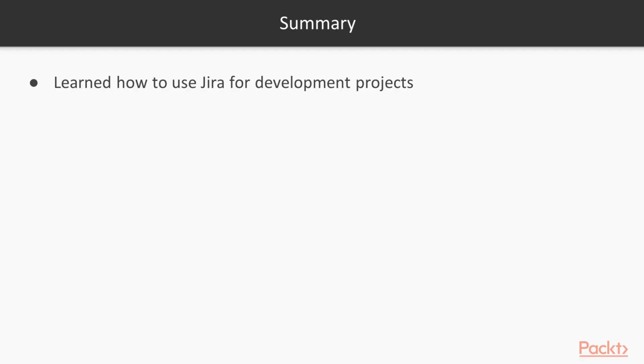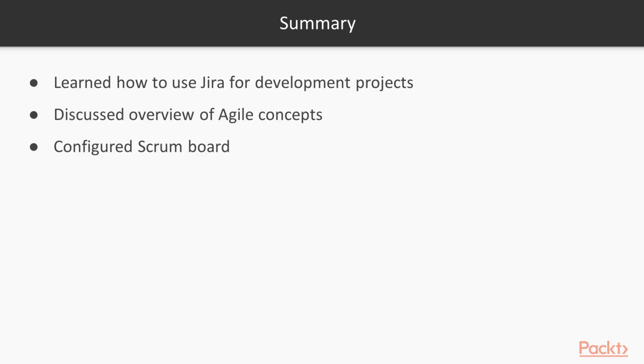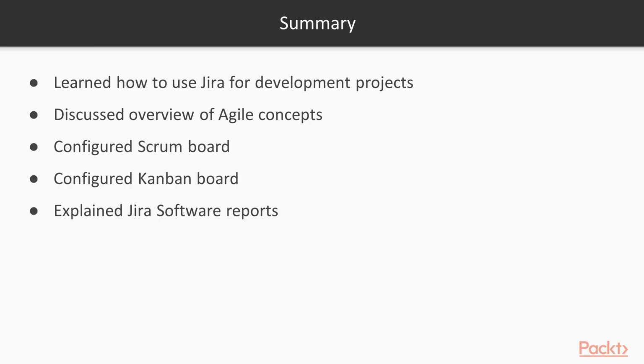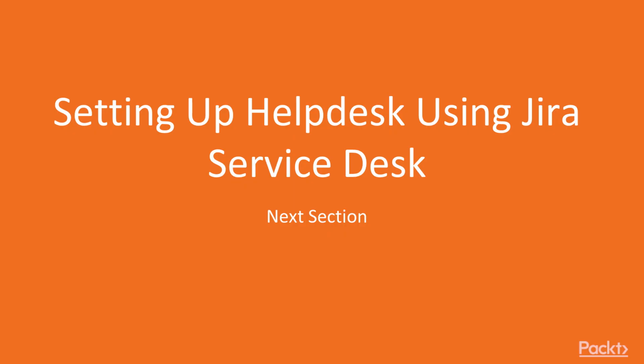So in this section, we discussed how to use Jira for development projects. We discussed an overview of agile concepts. We learned how to configure a Scrum and Kanban board. And finally, we spent time on discussing Jira software reports. In the next section, we will discuss setting up a help desk using Jira Service Desk.